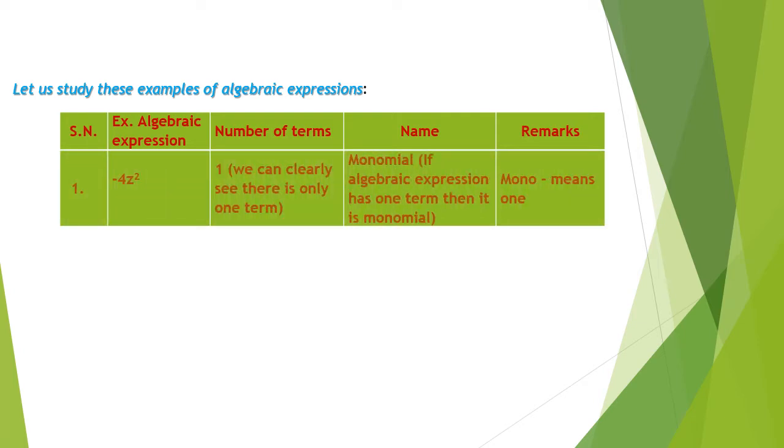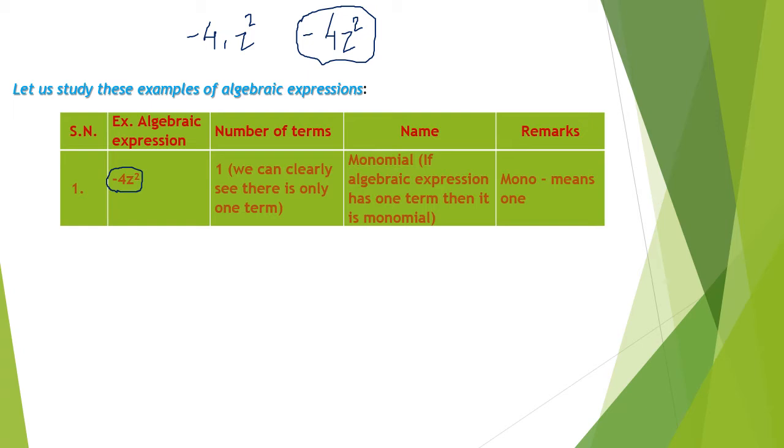Now how many terms are there? As you have already studied about the term, you can say that this is a single term. Minus 4 alone is also a term, and z square alone is also a term. But if they combine together, minus 4z square, it will be a single term. Don't get confused, it won't be two terms. It is a multiplication, minus 4 times z square. So it is a single term. The number of terms is 1, and it is a monomial.